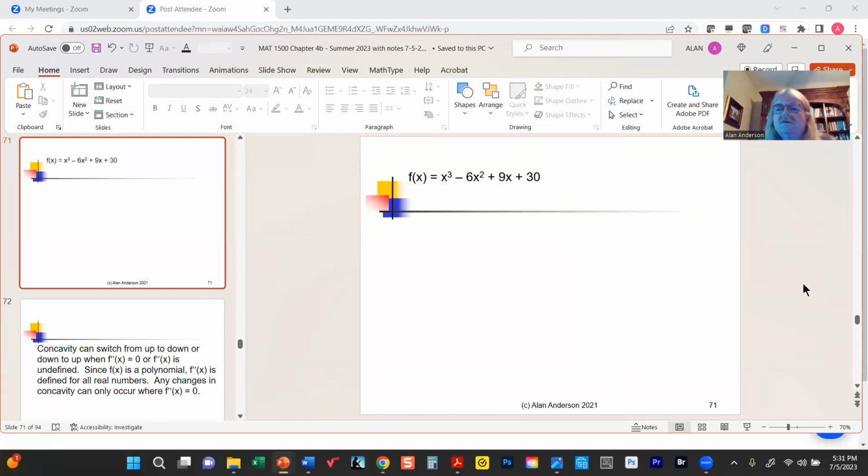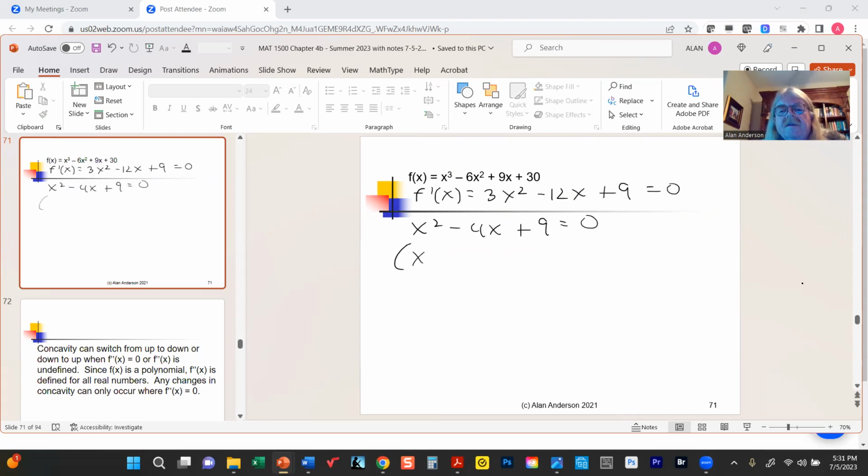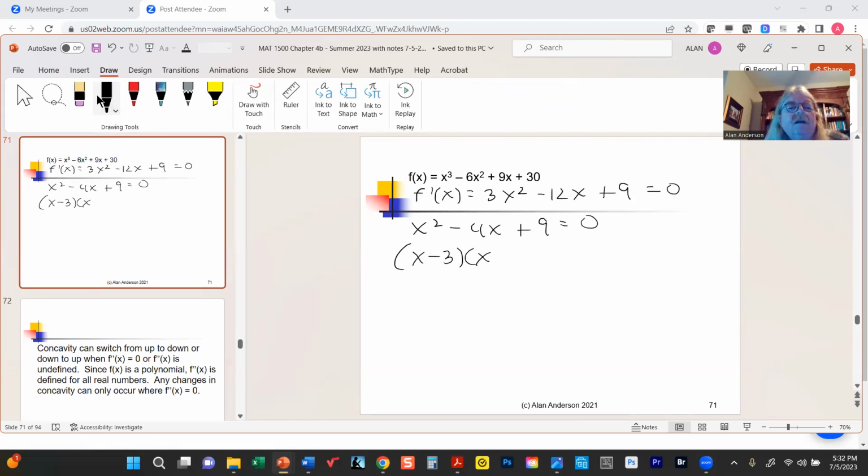So we know that there's two critical values. So we'll find f prime of x, 3x squared minus 12x plus 9. Set that equal to 0. We can divide out both sides by 3. We can factor. Oh, I forgot to divide out. This should be a 3.